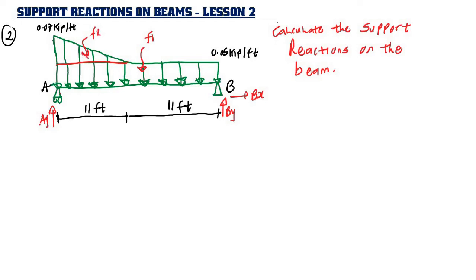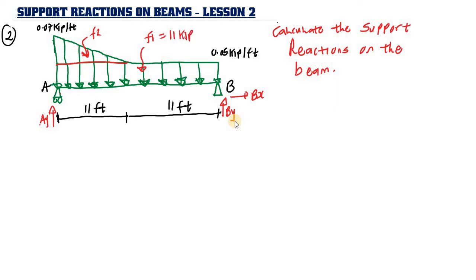Now, we need to calculate these forces. How can we calculate this? We are going to take the area of the triangle and the area of the rectangle. The area of the rectangle is going to be 22 feet, because this is the length of the rectangle, multiplied by the height, which is 0.05 kip per foot. So this is 22 multiplied by 0.05. This is going to give us 11 kip. So F1 is equal to 11 kip.